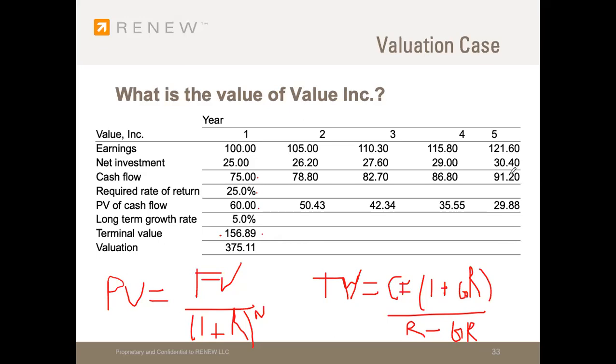So we take 91.2 times 1.25 divided by 0.25 minus 0.5. And we come up with this large number, and then we discount that back using this equation, the present value equation, to get 156.89. We sum up 156 plus 60 plus 50. So this is a spreadsheet, super simple, but I want you to see it's actually not difficult math. It's time value of money calculations, and you just are plugging it in.